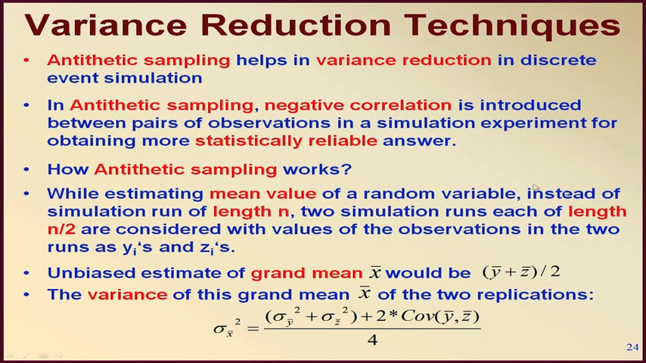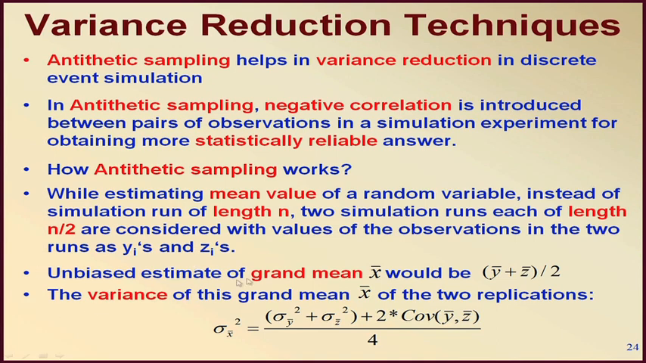So, let us go back. In antithetic sampling, negative correlation is introduced between pairs of observations in a simulation experiment for obtaining a more statistically reliable answer. Why does it work? While estimating the mean value of a random variable, instead of a simulation run of length n, suppose we run 2 simulation runs of length n by 2, with values of observations in the 2 runs as yi's and zi's, right.